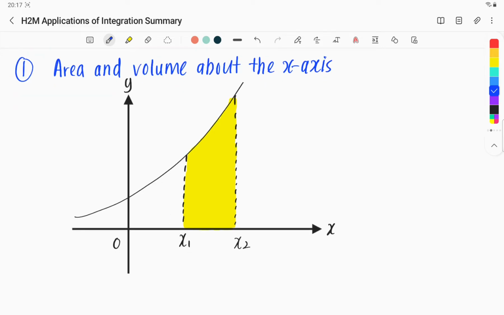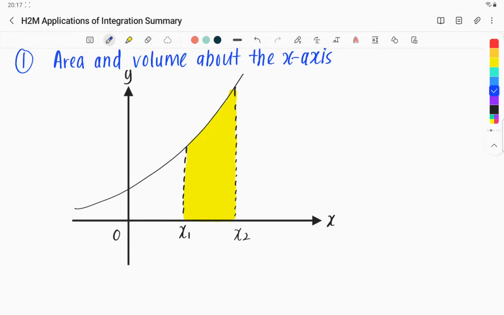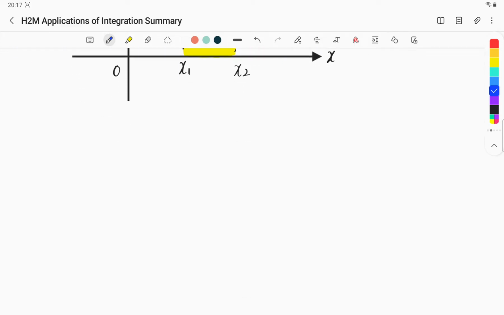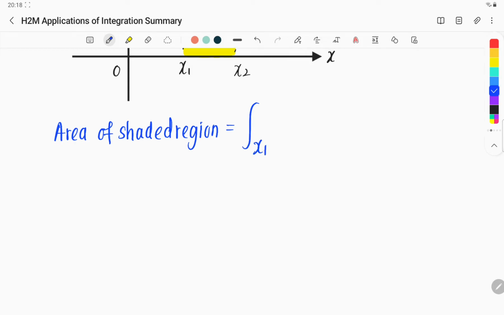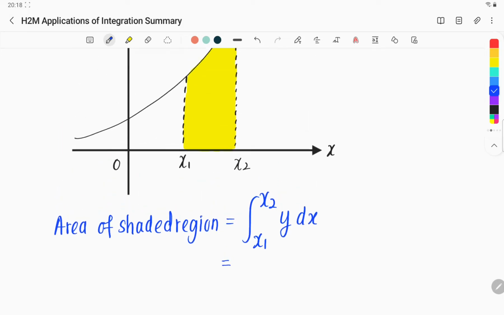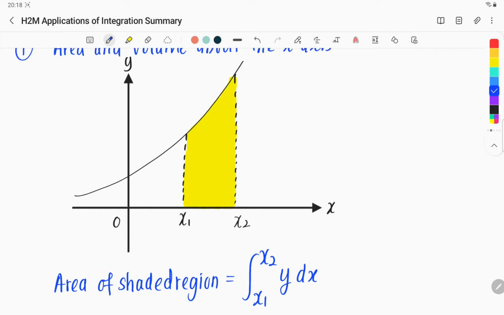So let's start with area about the x-axis. As you can see from this diagram here, we have a curve and the shaded region, which is the yellow color portion, is bounded by the curve x1 and x2. So let us recap what we have learned in secondary school A Math. Area of shaded region equals integrate from x1 to x2 y with respect to x. Okay, so this is what you have learned in secondary school.